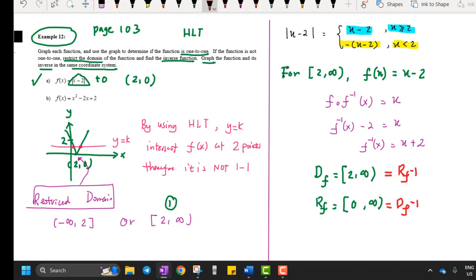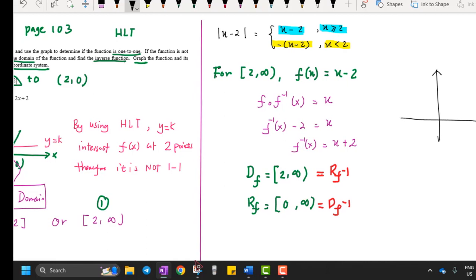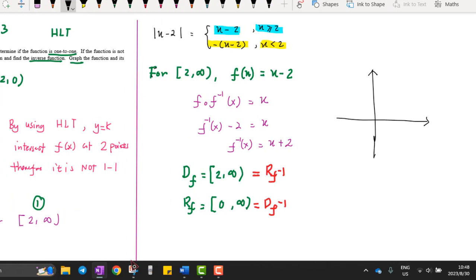So now what we need to do is sketch a graph. Okay, so how to sketch a graph? Firstly, we must refer to the domain and range. First we sketch the x-axis and y-axis. And for sure, do not forget about y equals x as the axis of symmetry.